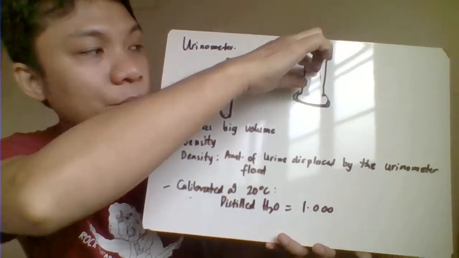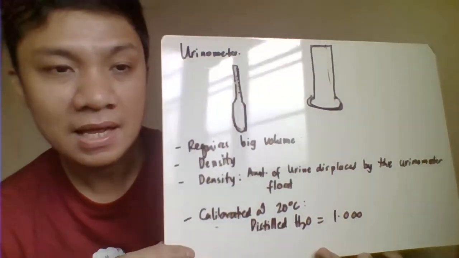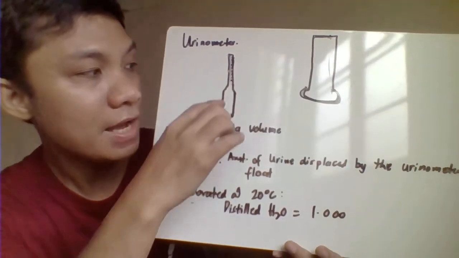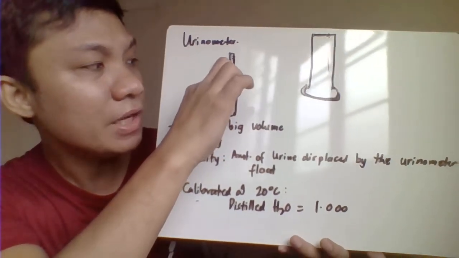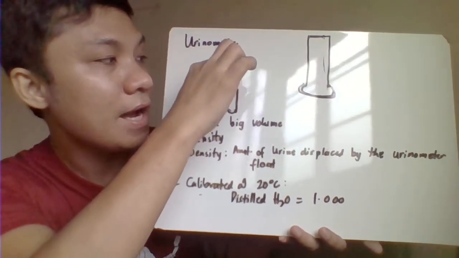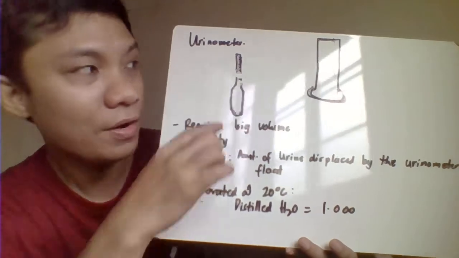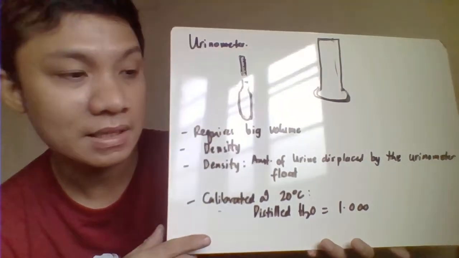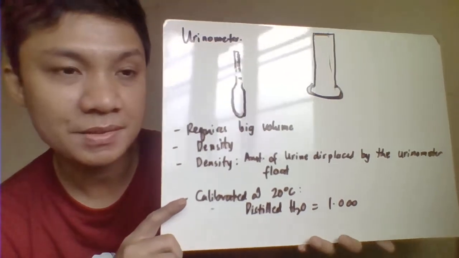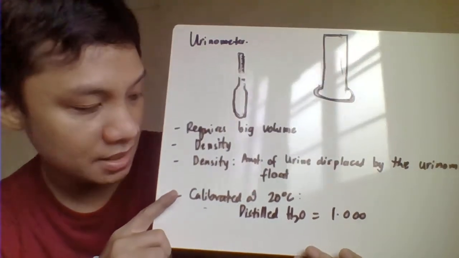Just spin it. And then wait until the urinometer float stops, and try to measure where the fluid meets it. So if it's here, then you try to read what the graduation or reading is here. Okay, your urinometer measures the specific gravity in terms of the density.